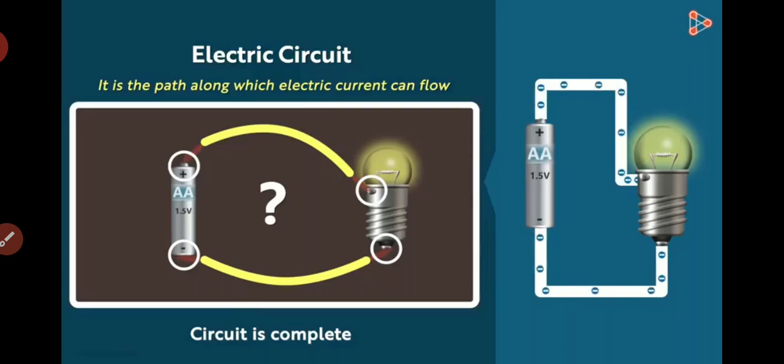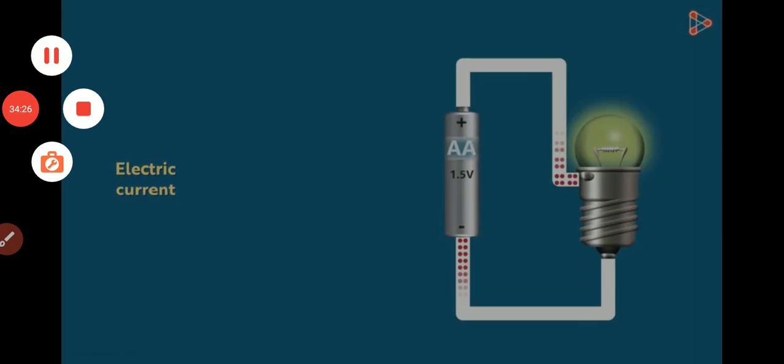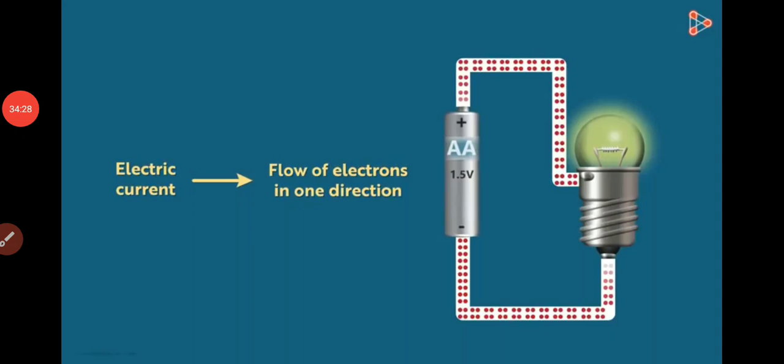But how exactly does electricity flow through the circuit? Well, it is difficult to explain exactly how it flows. However, I will try to give you an intuitive explanation of this phenomenon. You will learn more details in your higher grades. Basically, it is said that electricity or electric current is a flow of electrons in one direction.